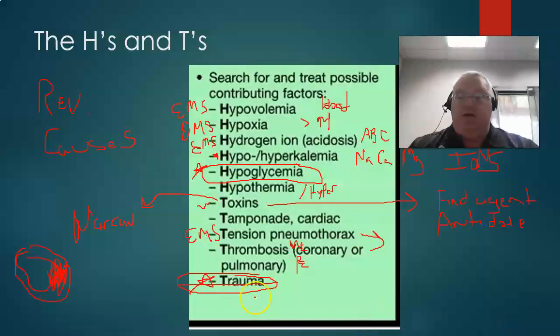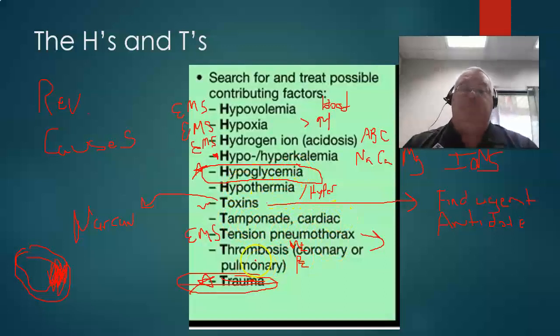So make sure that you know these guys right here: hypovolemia, hypoxia, hydrogen ion, the hypo-s, hypoglycemia, hypothermia, toxins, cardiac tamponade, tension pneumo, and coronary thrombosis, pulmonary thrombosis.